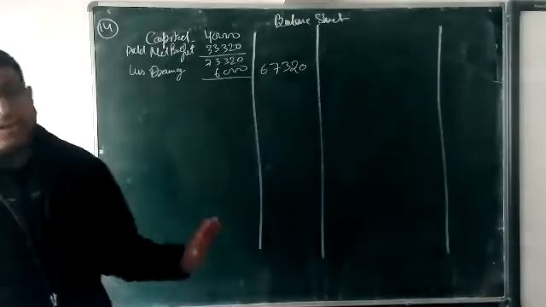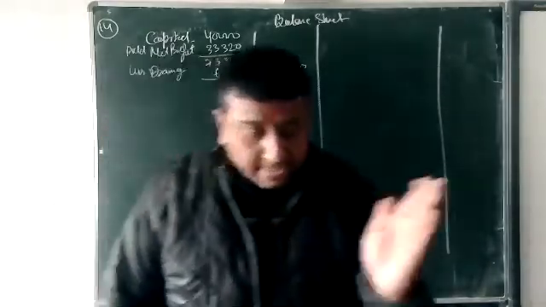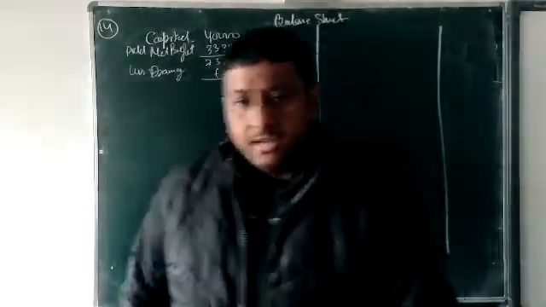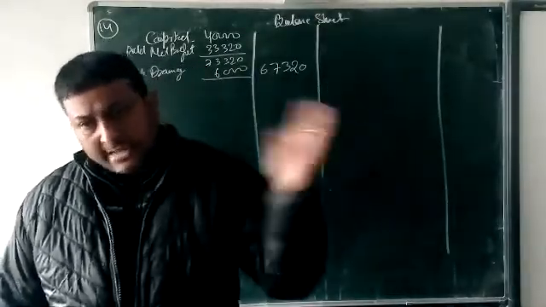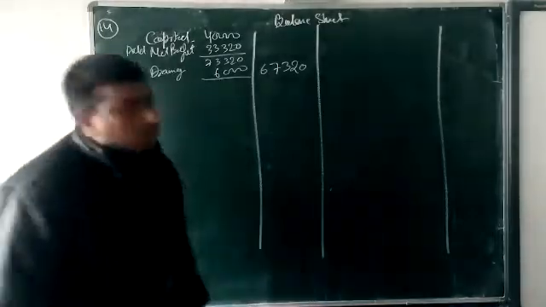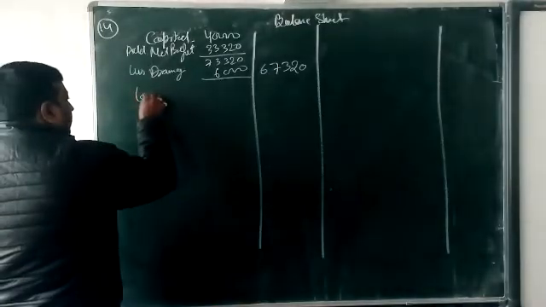Okay, clear? Now come on the liability side, beta. It means credit side. Don't go for the debit side. It's a very good trick. Credit side. What thing is given? Loan from X is given, beta.